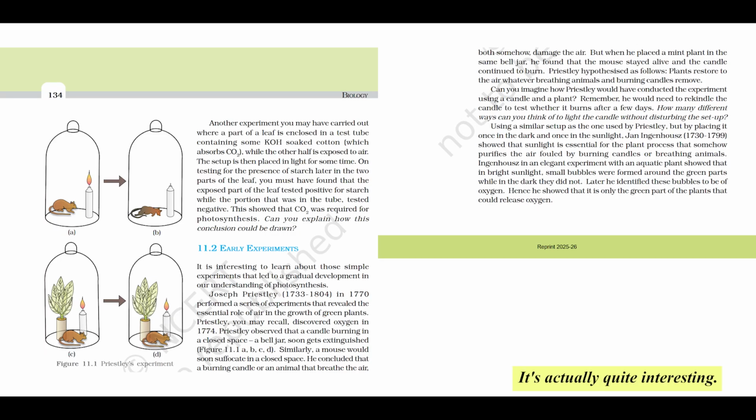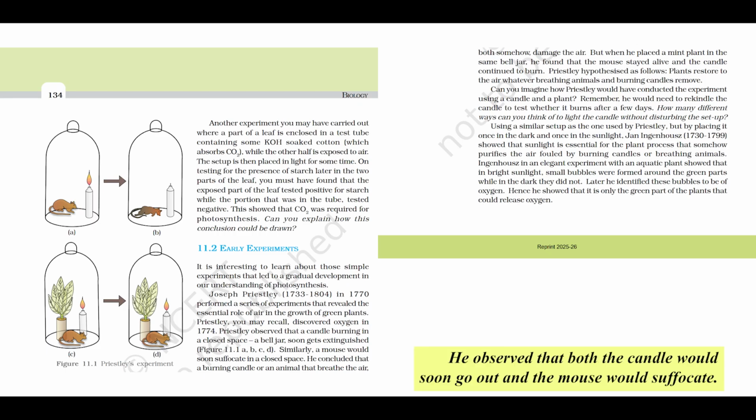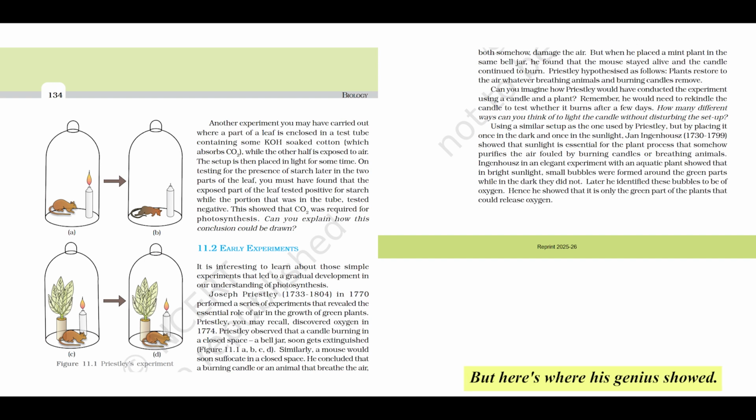It's actually quite interesting. We begin with Joseph Priestley back in 1770. This remarkable scientist, who, by the way, later discovered oxygen, conducted experiments with a burning candle and a mouse in a closed bell jar. He observed that both the candle would soon go out and the mouse would suffocate. He concluded that burning and breathing somehow damaged the air. Something was being removed or something bad was being added. But here's where his genius shone.